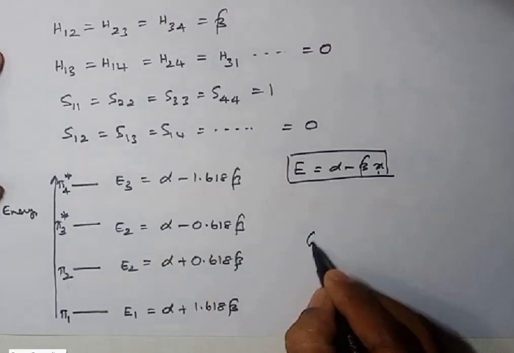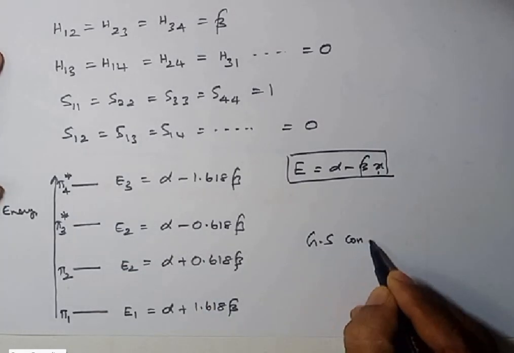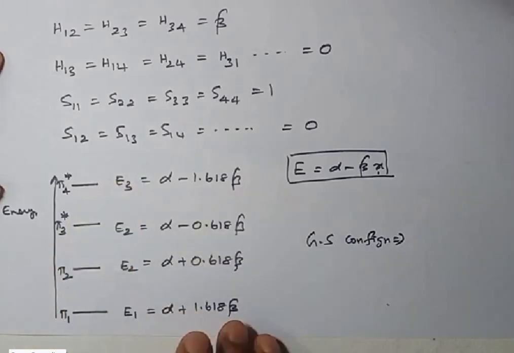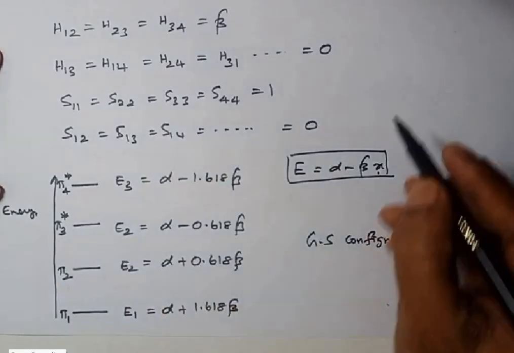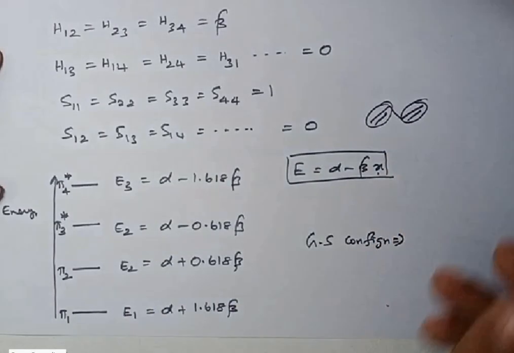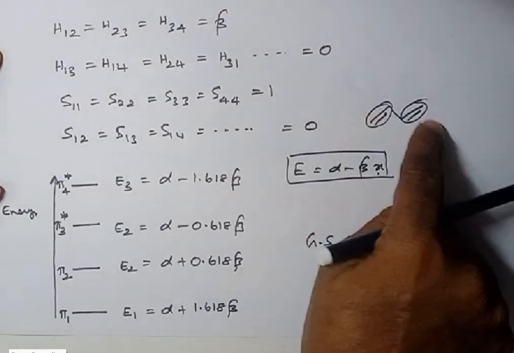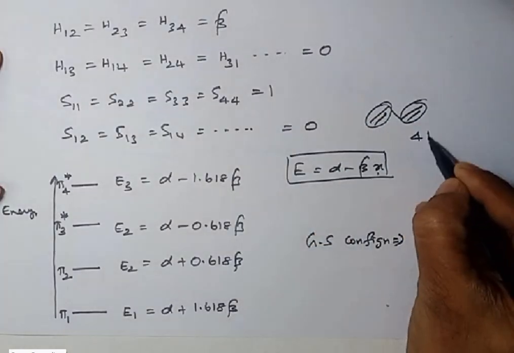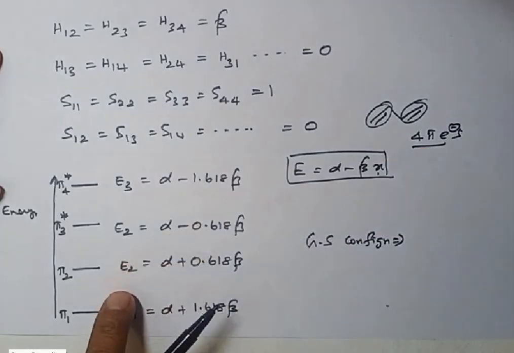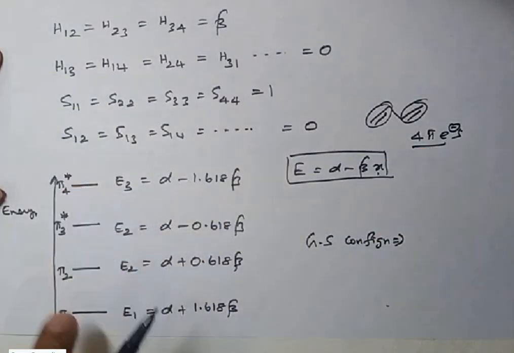Now, what is the ground state configuration? Yes, 1,3-butadiene has 4 pi electrons. There are 2 pi bonds, and each pi bond contains 2 electrons, so there are 4 pi electrons. These 4 pi electrons are available, and we have to fill them into the pi molecular orbitals.